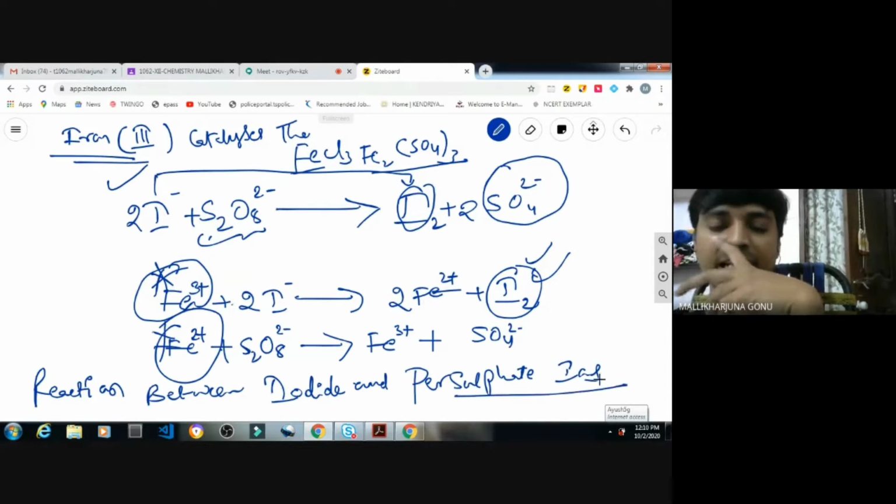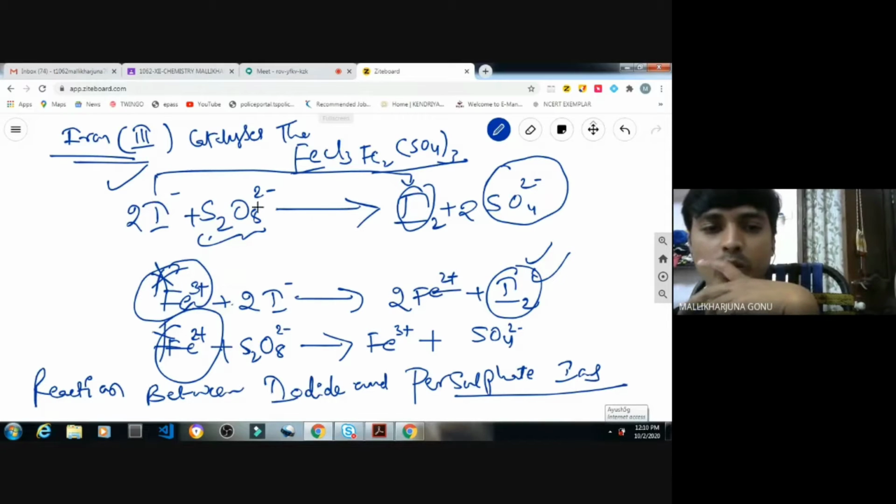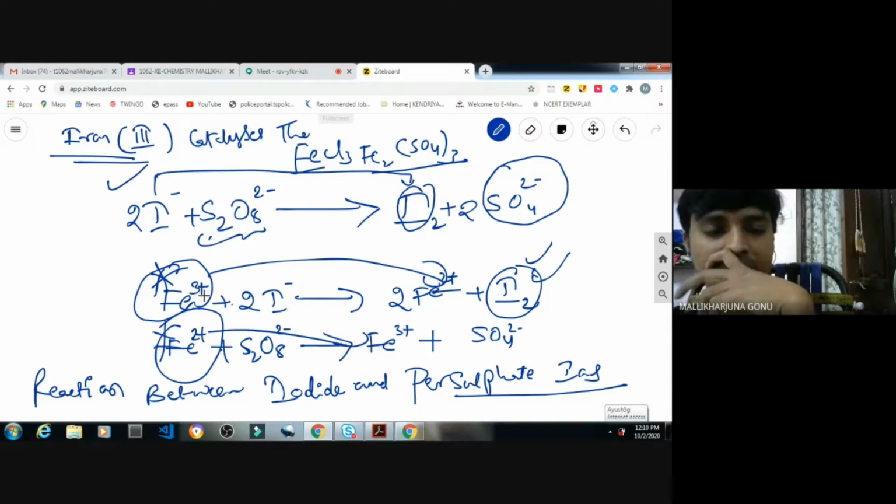So when you write the catalytic properties, this point you have to include. So here, what is happening? Fe3+ goes to Fe2+, and again Fe2+ goes to Fe3+. Why is it so? Because compared with Fe3+, I- is the one giving the electrons. So I- is a good reducing agent here. That is the reason: I- gives the electrons to Fe3+ and converts it to Fe2+.